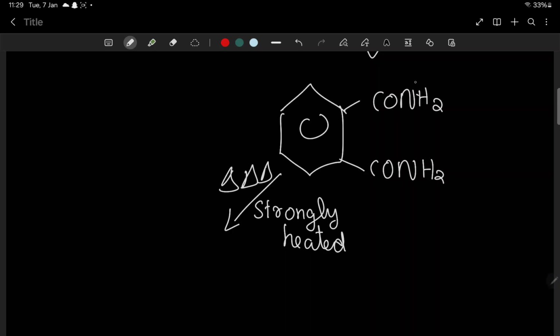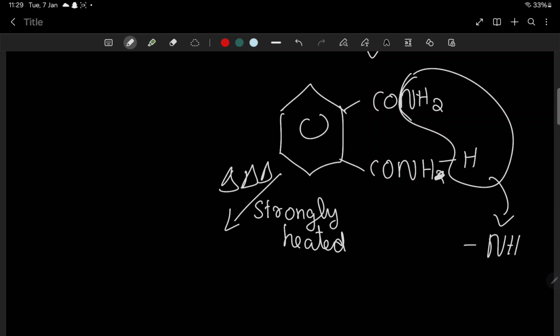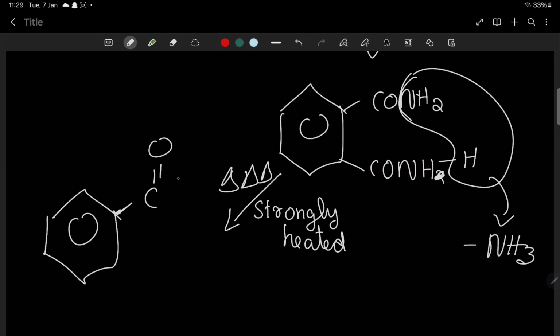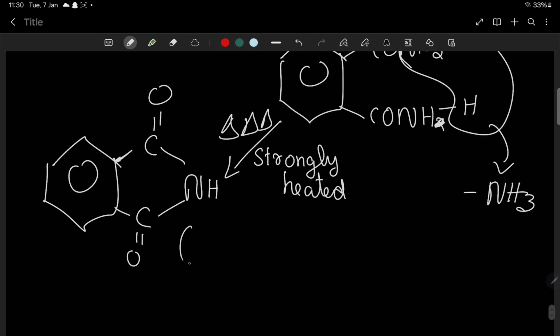NH3 will leave, that is NH, here one H is standing here, this NH3 will leave, minus NH3. The left will join together, that is C is here, double bond O is here, here one C is here, double bond O is here, the left NH will join like this. This is called phthalimide.